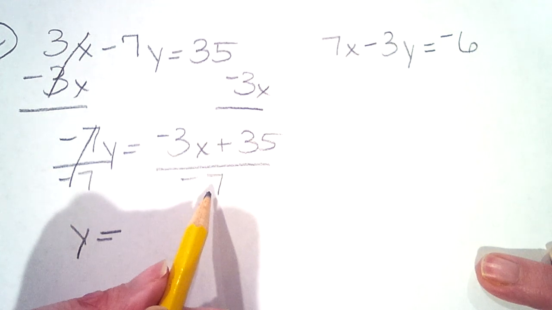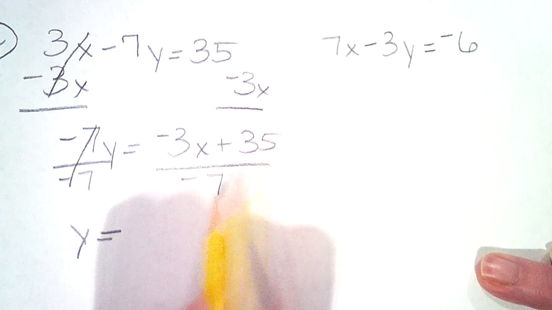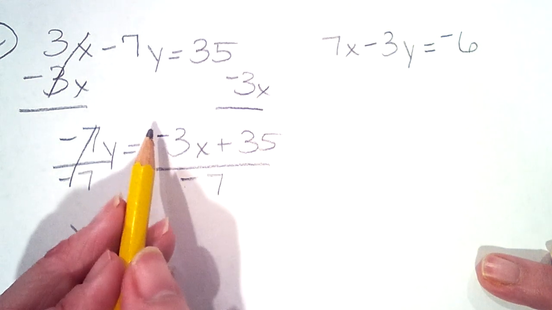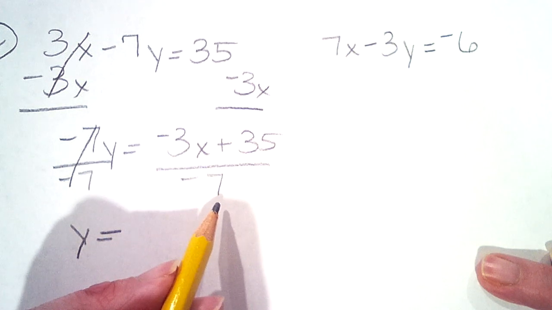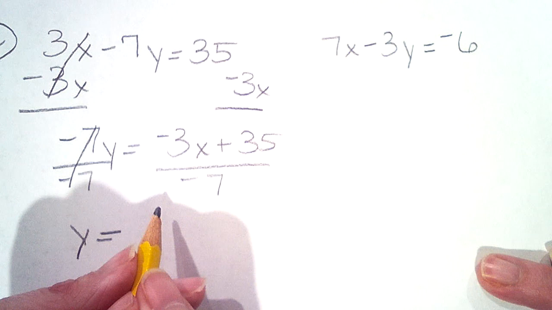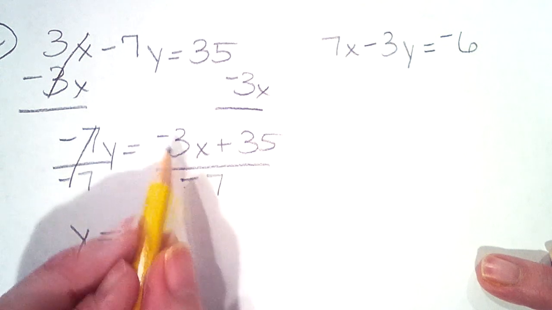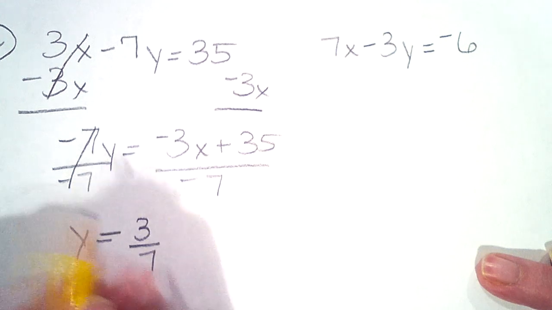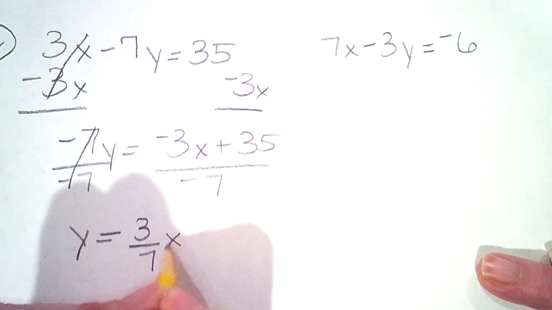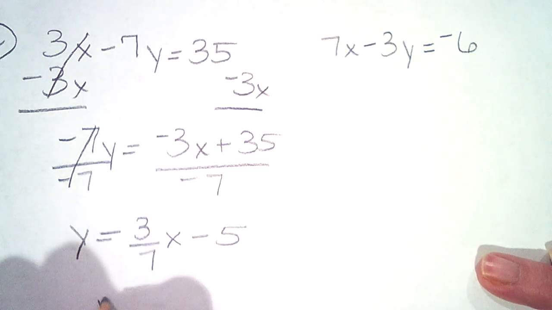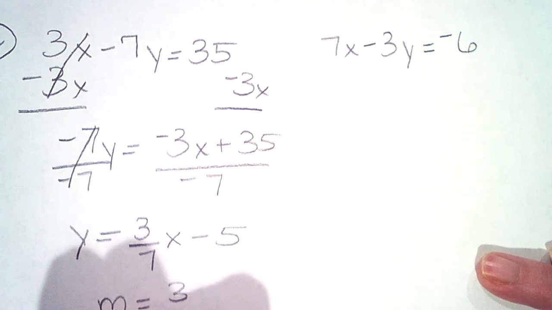Negative 3x divided by negative 7, and then a positive 35 divided by negative 7. So since negative 3 cannot be evenly divided by negative 7, I'm just going to leave it as a fraction, but they're both negative, so I'll have to simplify that to just 3/7. My slope here is 3/7.